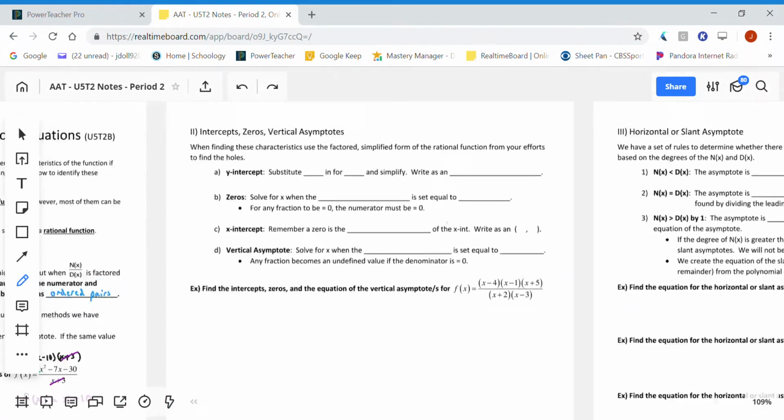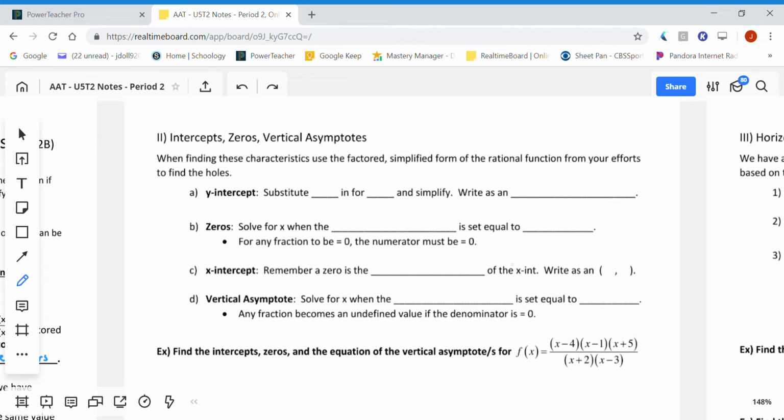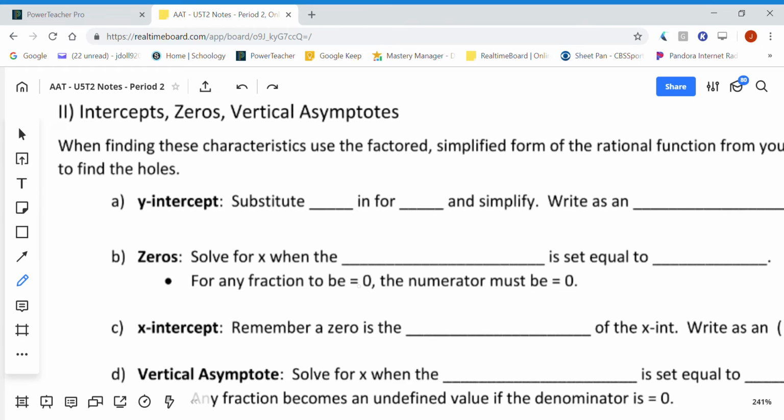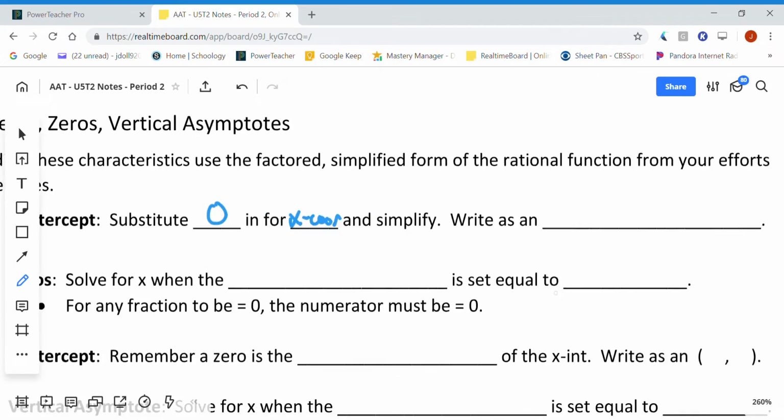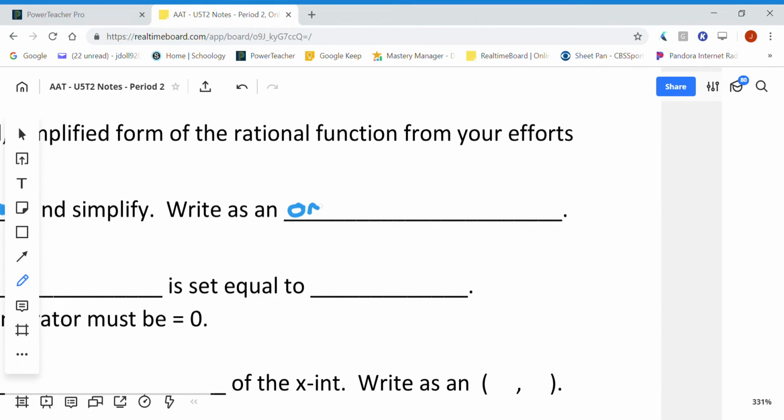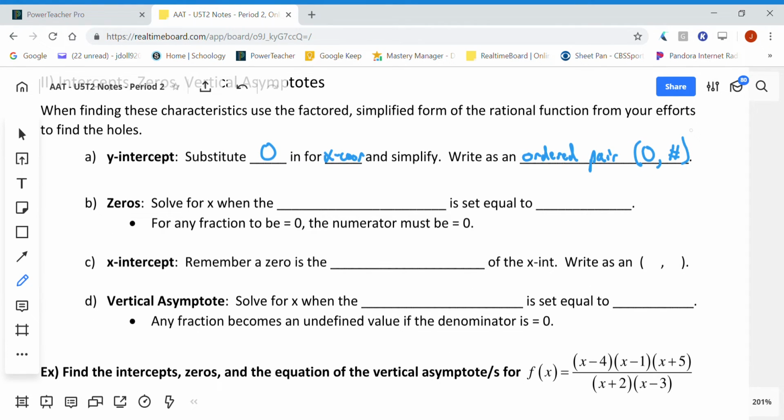All right, let's move on to x-intercepts, zeros, and vertical asymptotes. So these are all things we're familiar with, but we've been working with them only graphically. Let's now work with them algebraically. So the y-intercept, this is what we've been doing here. We substitute 0 for the x coordinate and simplify. We always write it as an ordered pair. And the nice thing about that ordered pair is we know that the x coordinate will always be 0, and then the y coordinate will be the number we find.